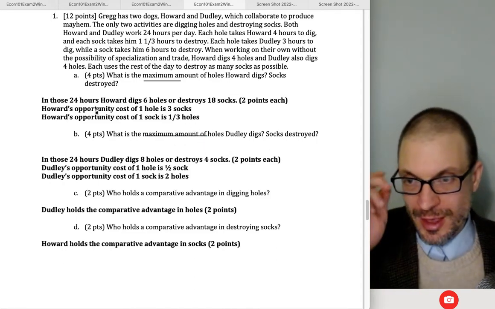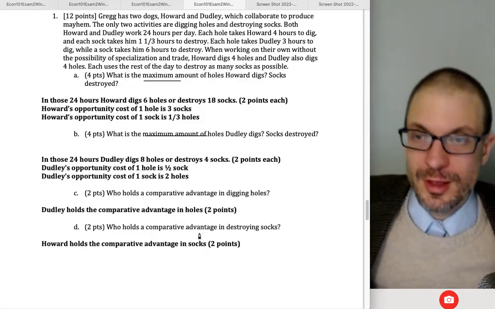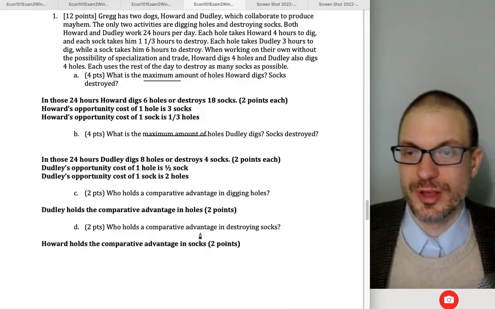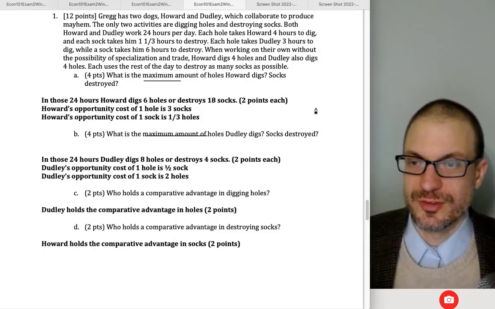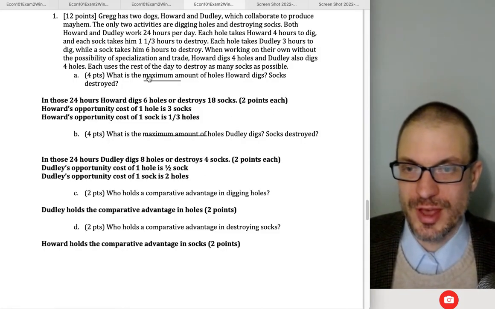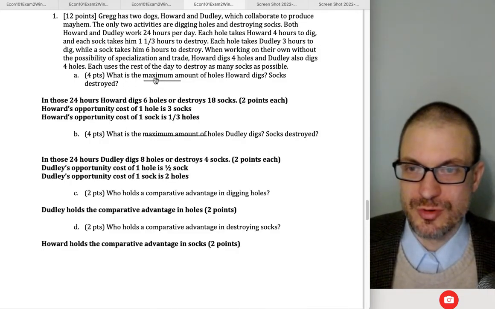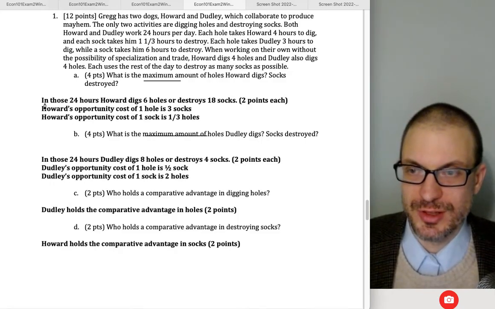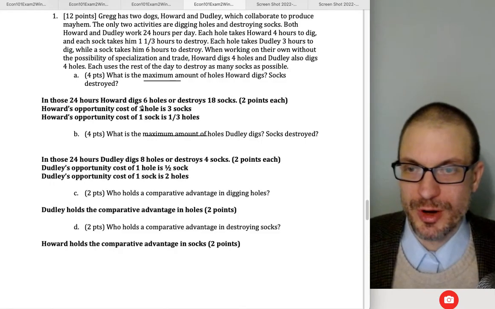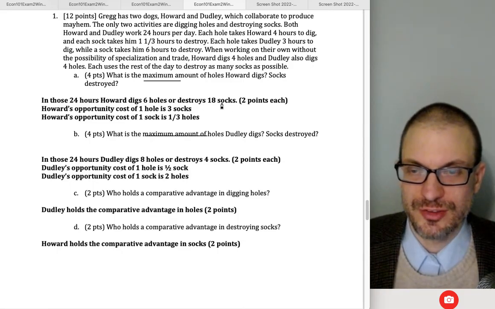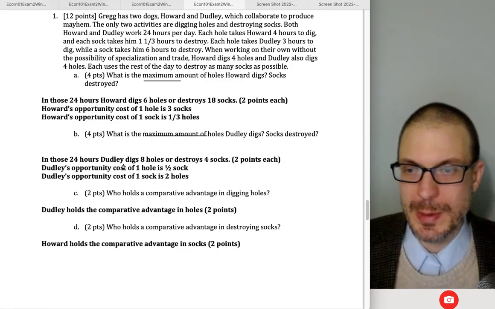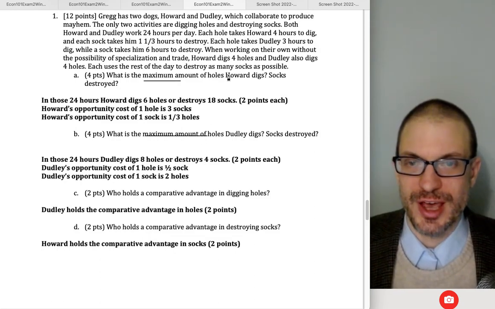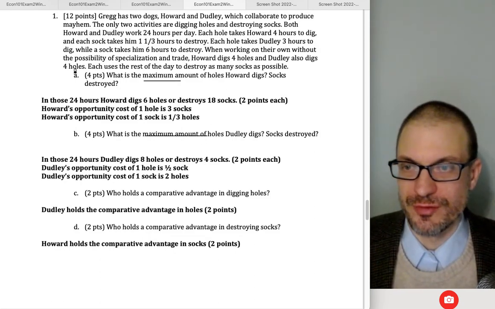So here we want to think in terms of 24 hours. As we had the GSI announce, we wanted to focus on the maximum. What's the most you could possibly do by yourself in the 24 hours? So we wanted to see 6 holes and 18 socks. We want to see what's the most that Howard could possibly do. And same thing for Dudley, 8 holes and 4 socks. We're not going to use the 4 holes and 4 holes here until the very end.